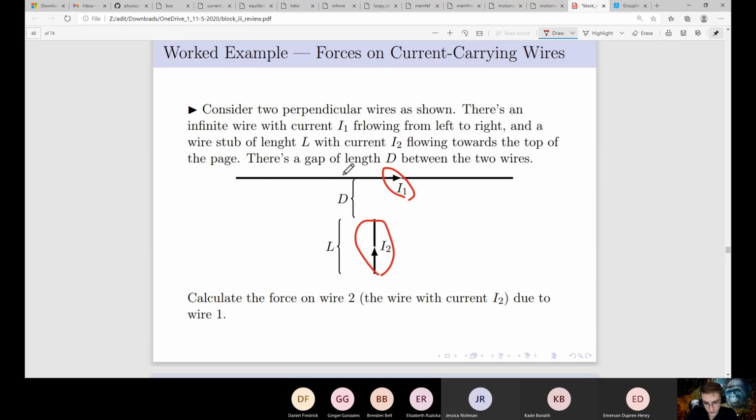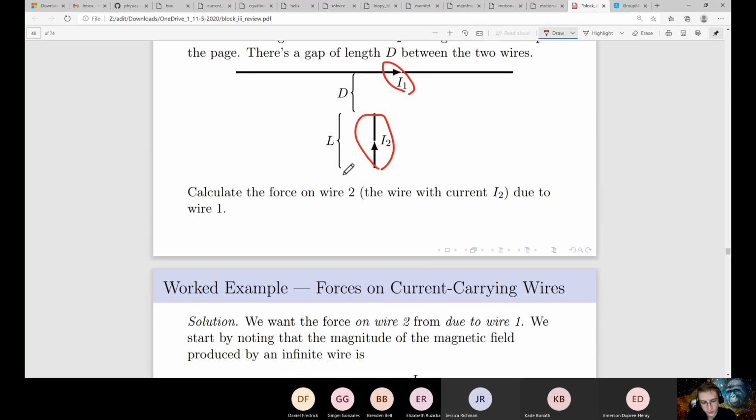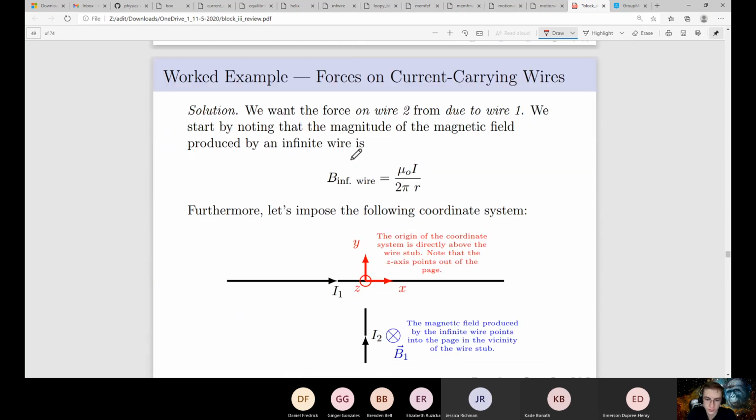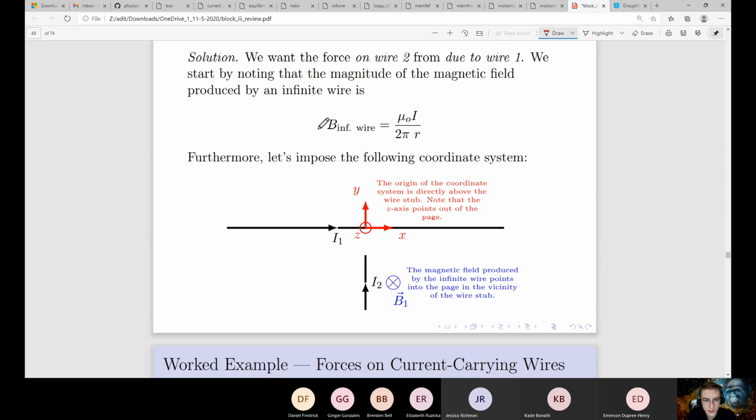Thankfully, wire 1 is an infinite wire, and we have equations for the B fields produced by infinite wires. As it stands on our equation sheet, the B field produced by an infinite wire is just mu naught I over 2 pi r, where r is the distance away from that wire.